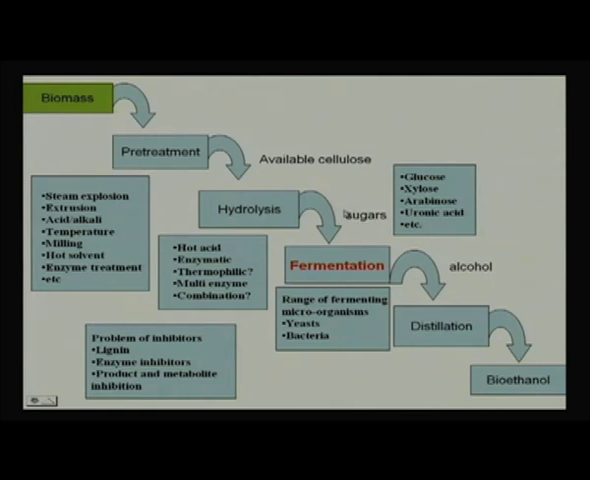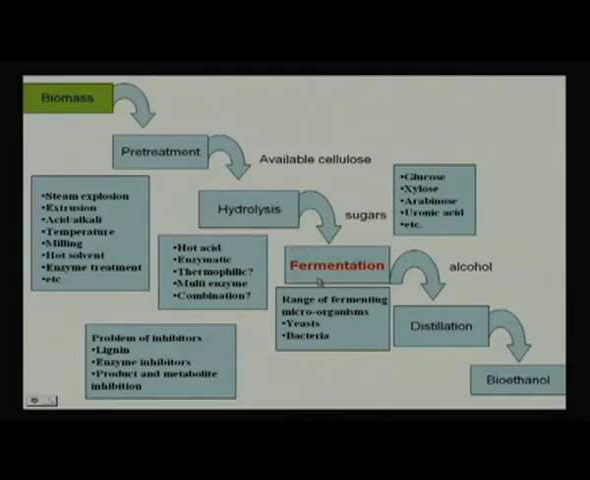When sugar is produced, what types of sugar we can expect? We can expect glucose, we can expect xylose, arabinose, uronic acid and so on. And when we are getting these sugars, we are going for this fermentation system. Now, what type of fermentation? For ethanol production, it is anaerobic fermentation system. Now, when we are going for this anaerobic fermentation system, we are getting the product which is called alcohol.